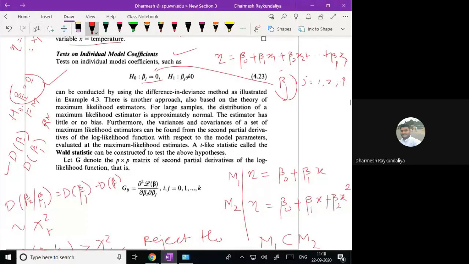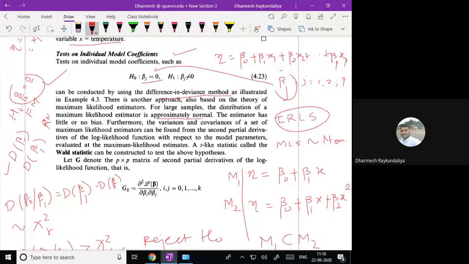So this particular hypothesis can be tested using the difference in the deviance method, as I just discussed with you. There is another approach, also based on the theory of the maximum likelihood estimator, because we know that whatever estimates we have obtained are maximum likelihood estimators. Why? Because we applied the IRLS method to obtain the estimates of the parameters. And we know that the maximum likelihood estimators, MLEs, are asymptotically normal. Okay, so MLEs are approximately normal, and the estimator has little bias or no bias.